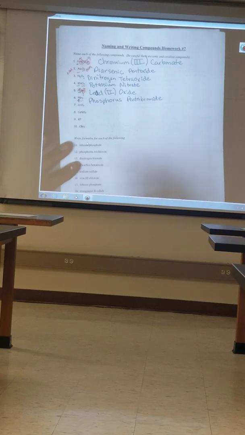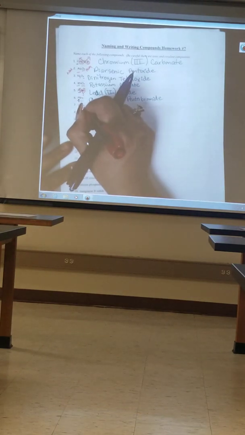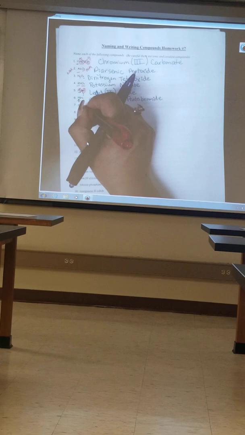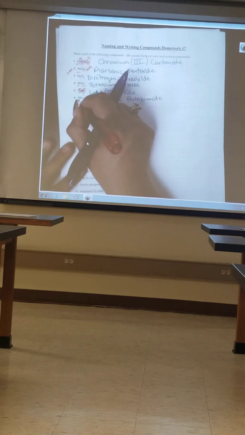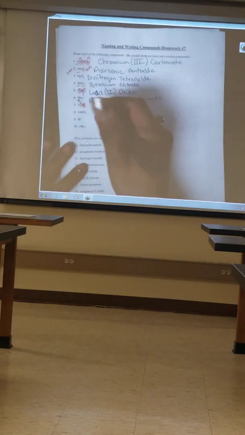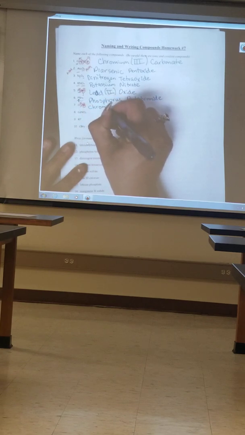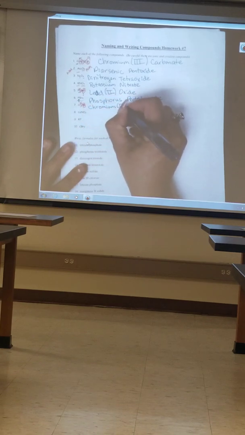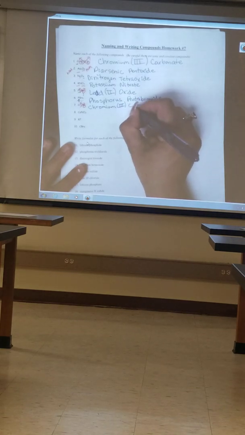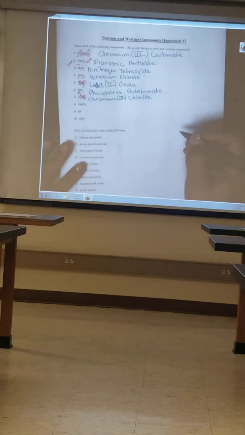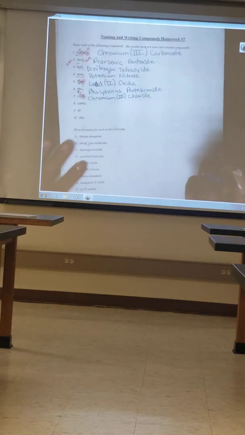The next one, chromium. Chromium is a transition metal in the middle. So since it's a metal, it's ionic bonding. I'm going to worry about crisscrossing, back and crisscross. So in this case, the charge for chromium is actually a 3. And then I'm going to have chloride, IDE.